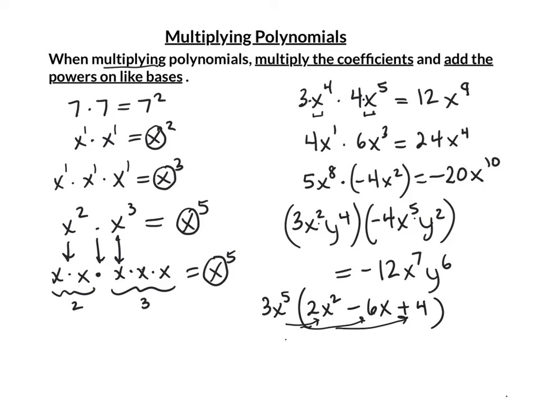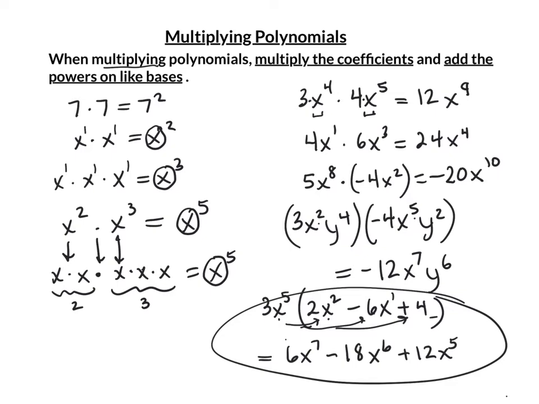3x to the 5th times 2x squared is 6. 3 times 2 is 6. X to the 5th times x squared, they're going to be 7 x's multiplied. 3x to the 5th times negative 6x, that'll be negative 18. X to the 5th times x to the 1st makes x to the 6th. We added the powers on like bases. 3x to the 5th times 4, well, 3 times 4 is 12, so positive 12, and there's no more x's over here. It's just going to be x to the 5th then. And that's how you distribute when you have polynomials.